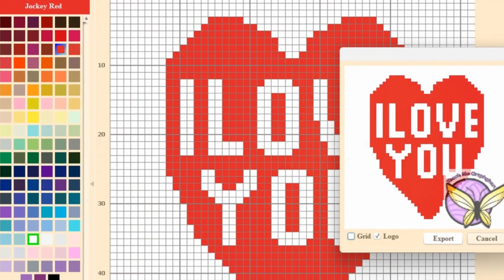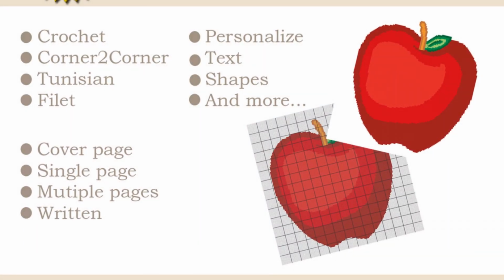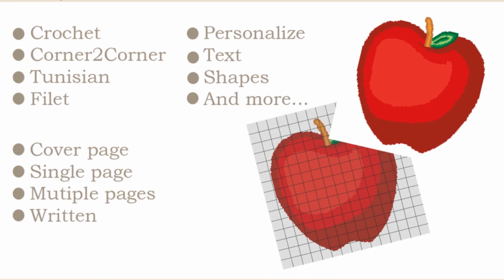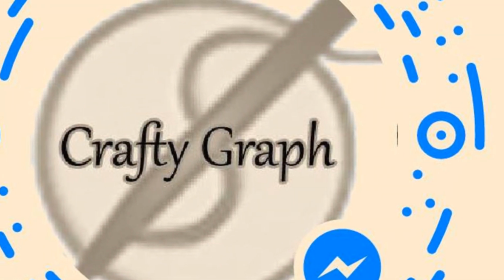Once your pattern is ready, save and export it as an image or PDF. Plus, enjoy flexible printing options, complete with color keys, grid and written row by row with color count. Crafty Graph program, turning your ideas into patterns and stunning blanket Graphghans, one stitch at a time. Start your design journey today.